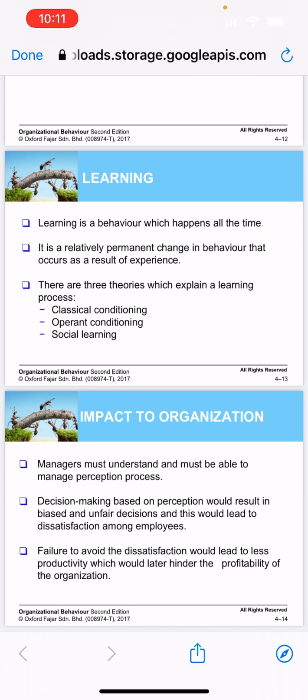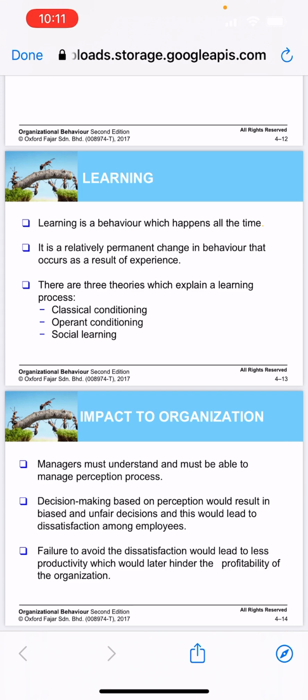Next is impact to organization. How the perception and learning process impact the organization. Managers must understand and must be able to manage perception process. Decision making based on perception would result in bias and unfair decision, and this would lead to dissatisfaction among employees. Failure to avoid dissatisfaction would lead to less productivity, which would later hinder the profitability of the organisation.